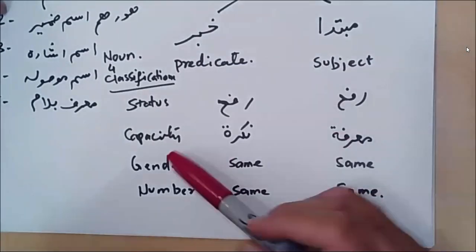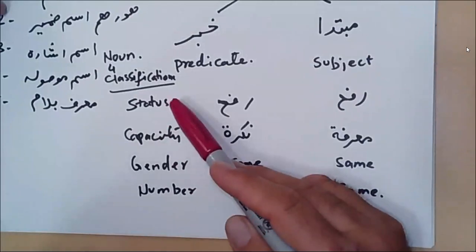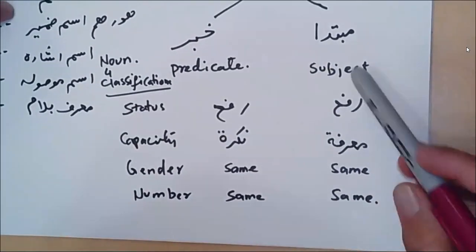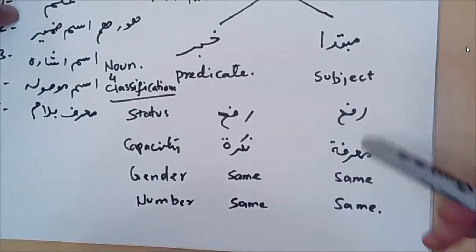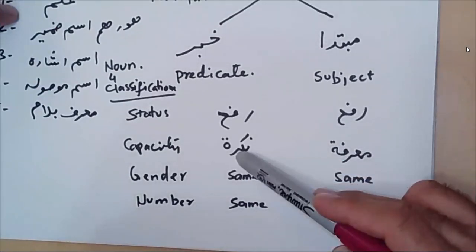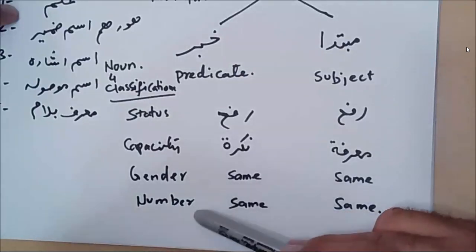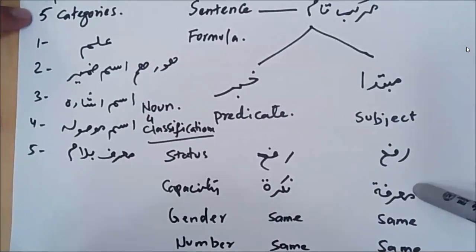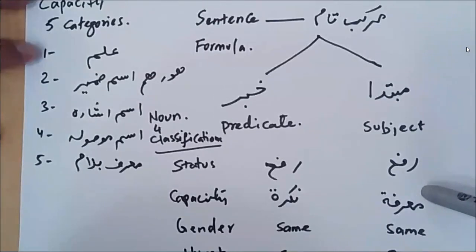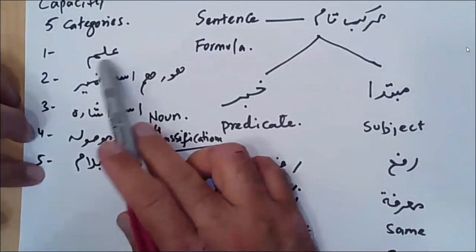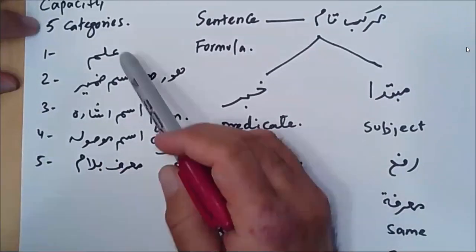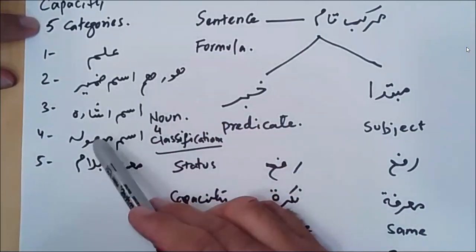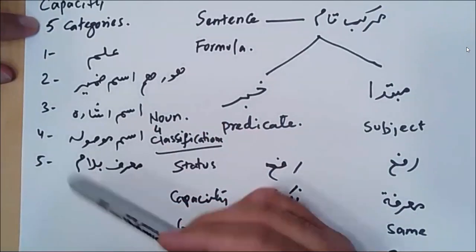And the four aspects of noun we have studied so far are the status, capacity, gender, and number. And they are supposed to be: مبتدا is رفع, خبر is رفع, and then مبتدا is معرفة, and خبر is نكرة. And then in gender and number, they follow each other, right? Now, since مبتدأ is معرفة, we have to rely on the five categories of the capacity because they're all معرفة, right? So we have made, alhamdulillah, sentences with the alam, اسم ضمير, اسم إشارة, اسم موصول, we haven't done it yet, مع اللام, we have done that.